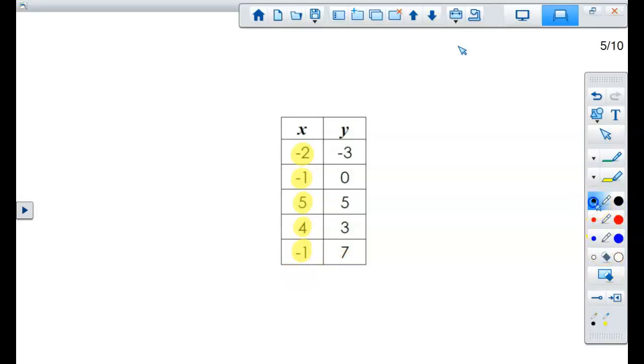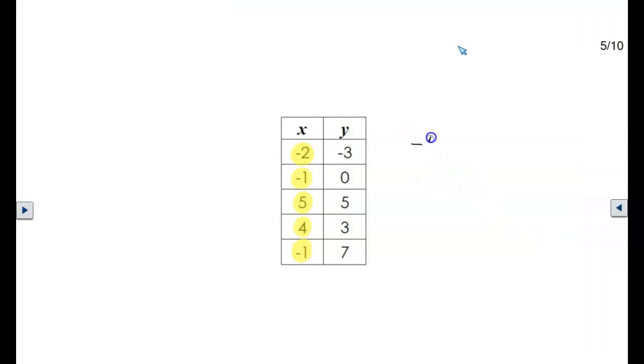So again here, if I start looking at this, my x's are negative 2, negative 1, 5, 4, and then all at once I get down here and I repeat an x value. So I have a negative 1 being repeated. I'm not going to write it again. It's already there. So negative 2 connected with negative 3, negative 1 connected with 0 the first time, and then connected with 7 the second time. 5 connected with 5, 4 connected with 3.